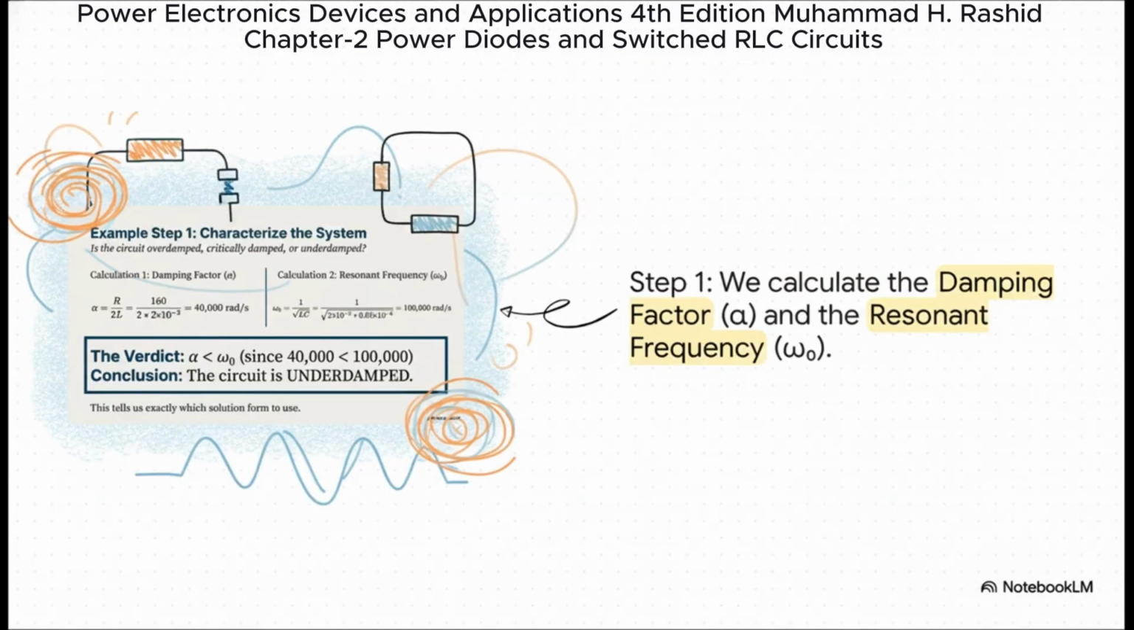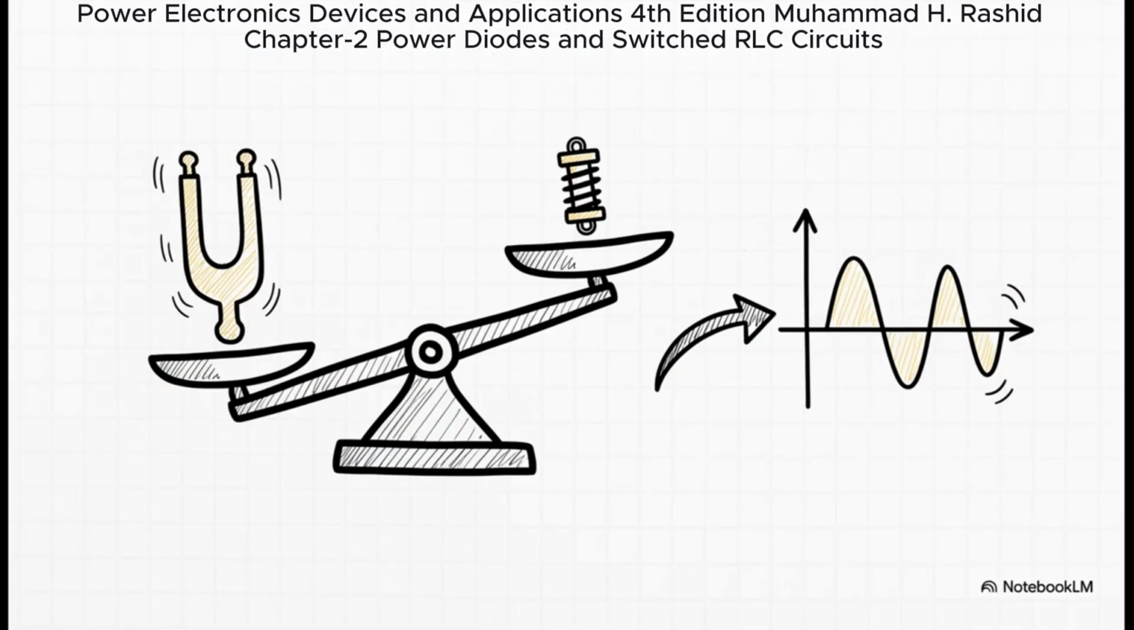Step 1. Characterize. We just take our R, L, and C values and plug them into the formulas for alpha and omega naught. It's just plug and chug. And out pop our two key numbers, an alpha of 40,000 radians per second and an omega naught of 100,000 radians per second. So now we compare them. Damping is 40,000. Resonance is 100,000. It's not even close, is it?